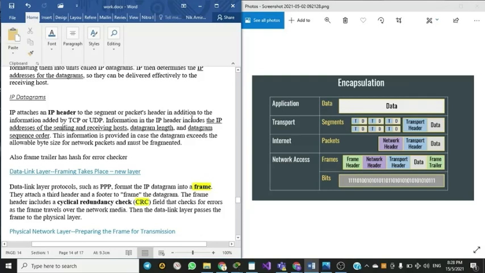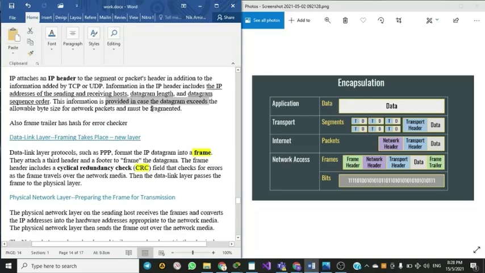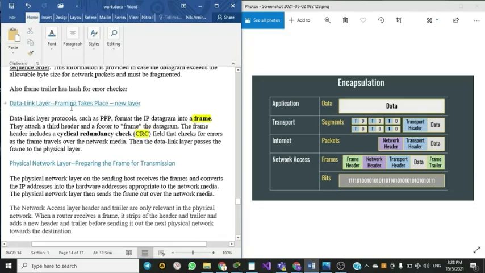Information in the IP header includes the IP address of the sending and receiving host. They will also put in data length and datagram sequence order, so that in case the datagram exceeds the allowed byte size for the network packet, it must be fragmented so that they will be able to reassemble it. And also the frame trailer has a checker for errors. Data link layer, framing takes place.